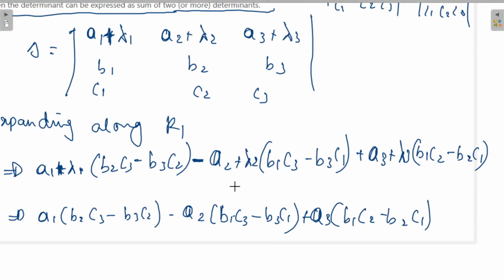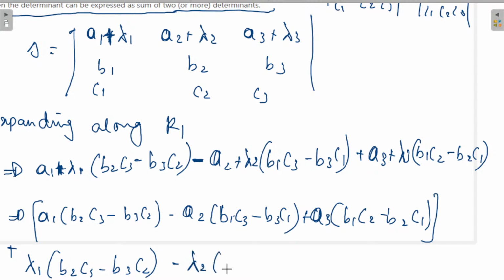Next I will express the rest completely in the form of delta. Plus delta 1 times (b2 c3 minus b3 c2), as per that property, minus delta 2 times (b1 c3 minus b3 c1), plus delta 3 times (b1 c2 minus b2 c1).